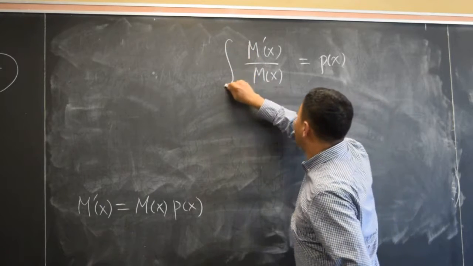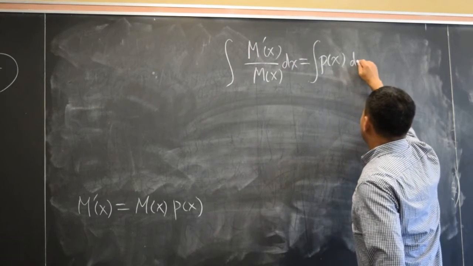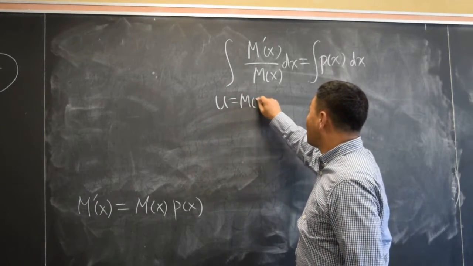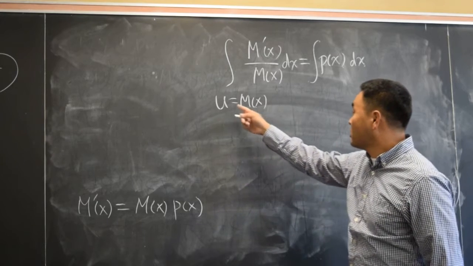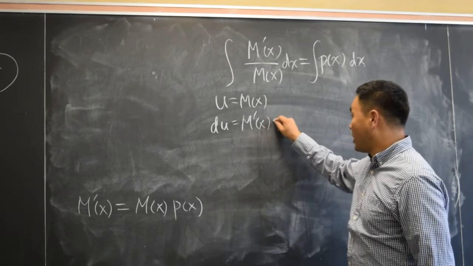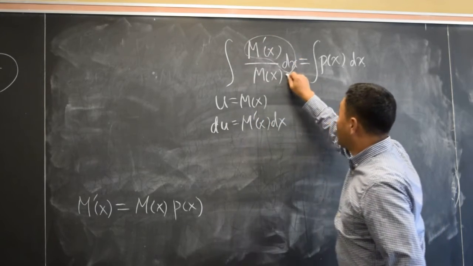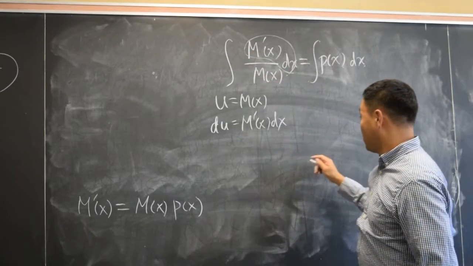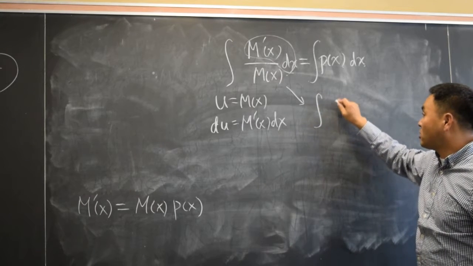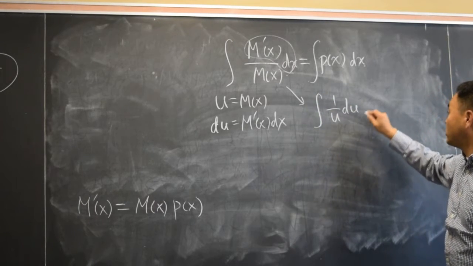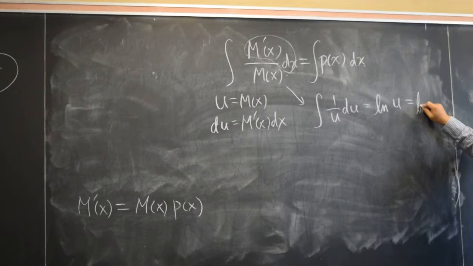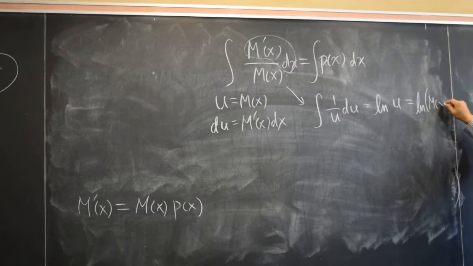And then integrate both sides by dx. And then set u equals to m(x) to do the integration of the left side. If u is m(x), then du is m prime(x) dx, so that this top part becomes du. The bottom one is 1 over u. Okay, so this left side becomes integration of 1 over u du, which is ln of u. And if I replace u by m(x) again, I get ln of m(x).